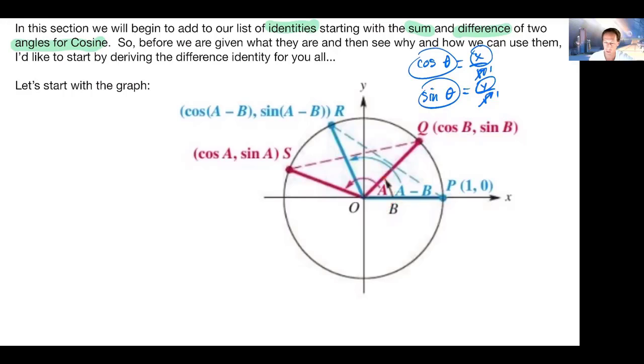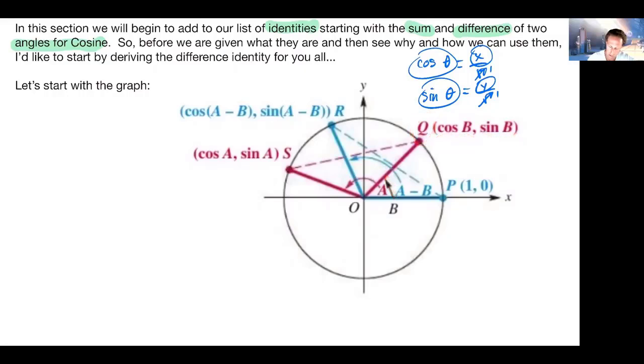Now you may be wondering why we started with B rather than A. Well, because what we're trying to find are sums and differences. And I'm going to start with the difference because when we subtract angles, it gets smaller rather than getting larger. So the first angle that we're going to be dealing with is B here to get to that point Q. So our x is cosine B, our y is sine B.